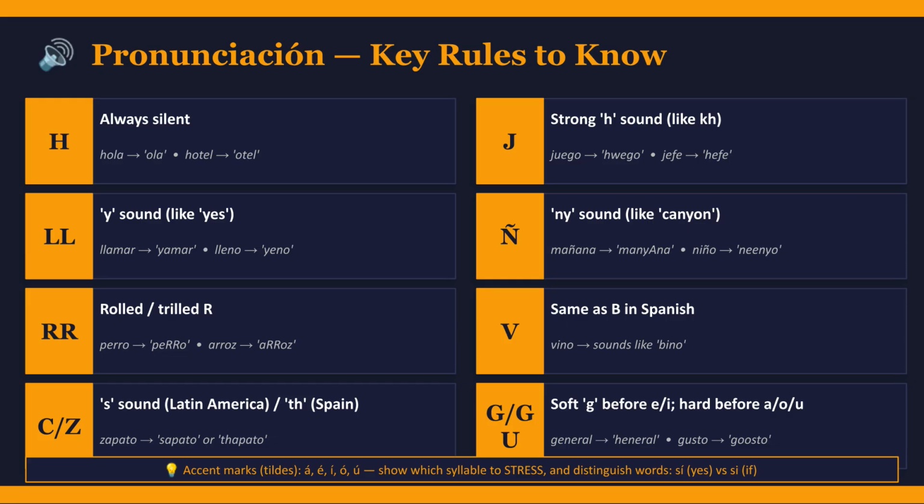Let's review key pronunciation rules. H is always silent. LL makes a Y sound like in yes. RR is a rolled or trilled R. J has a strong H sound. Ñ makes an NY sound. V is pronounced the same as B. C and Z can sound like S in Latin America or TH in Spain. Remember that accent marks show which syllable to stress.